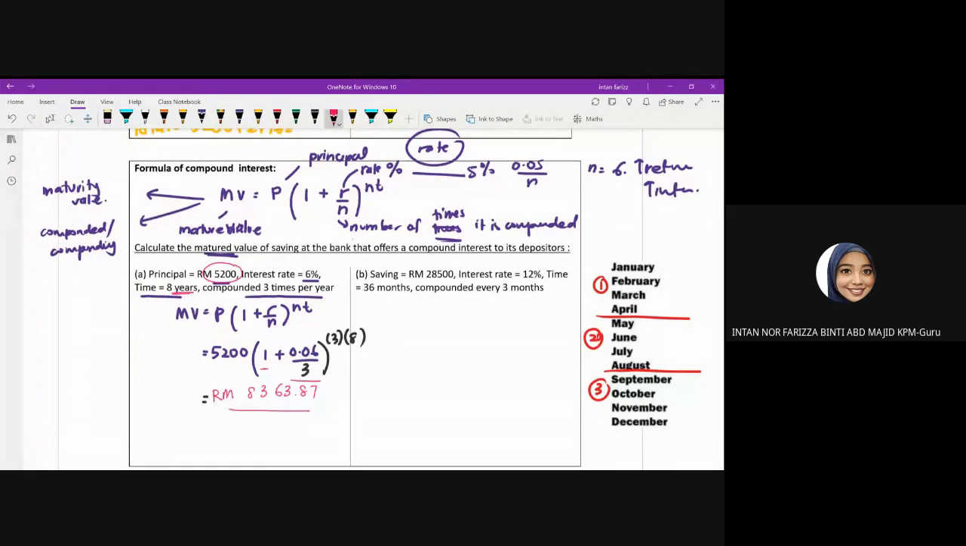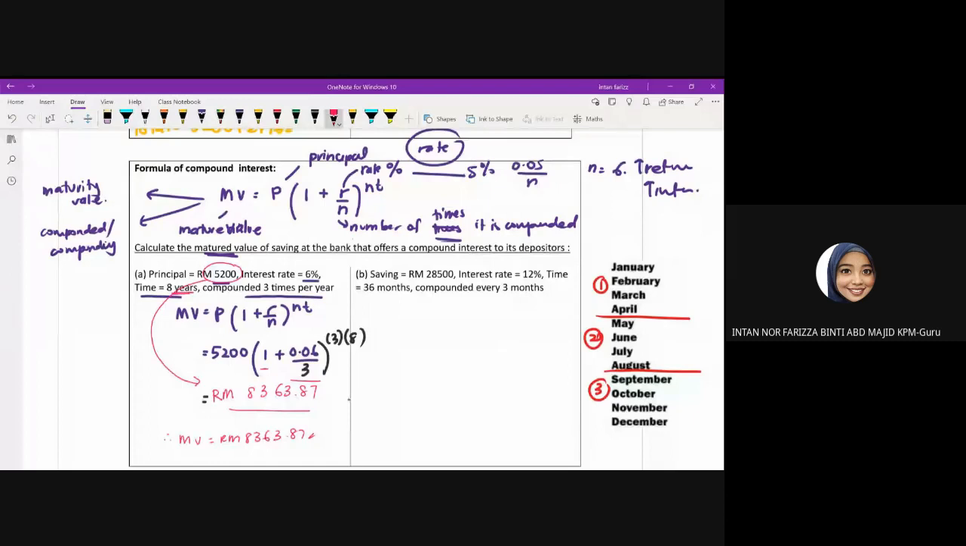That's a lot, you know. And the interest is 6%. After 8 years, the money will increase up to 8,363.87. So within the 8 years, just by keeping money in the bank, you get this kind of saving, this kind of return. Of course, it is profitable. So for the conclusion, you can write: mature value equals RM 8363.87.